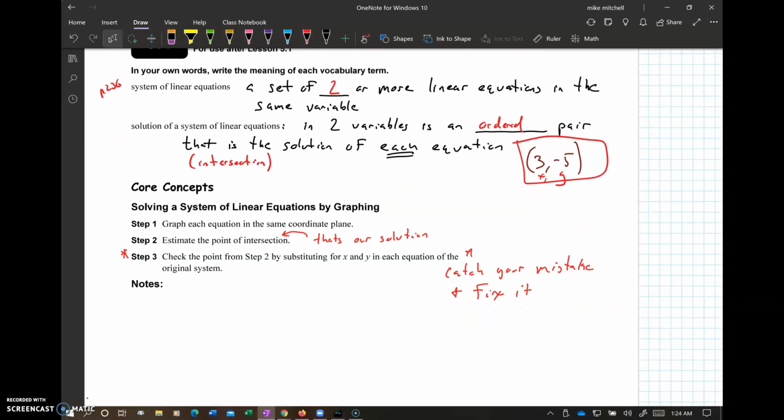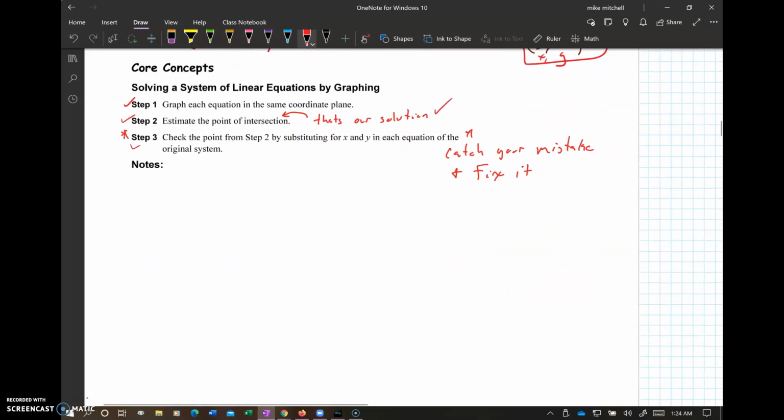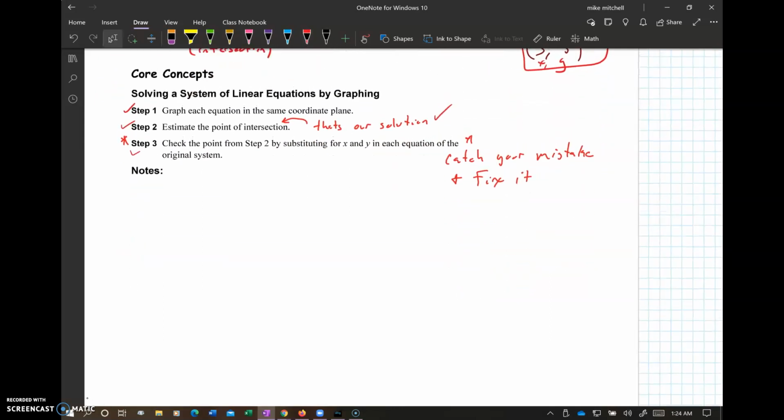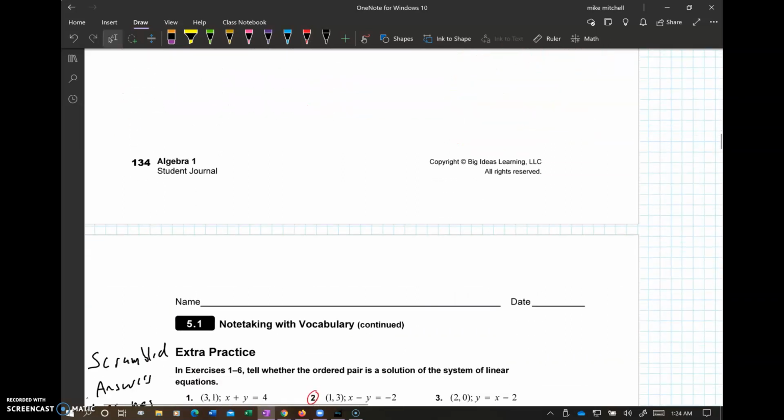How do we do this? Graph each equation in the same coordinate plane. Estimate the point of intersection. As I mentioned, that's our solution. Then check the point by substituting it back in for x and y and making sure it works in both equations. I don't know why I don't have any notes down here. We'll get to that a little bit later, I guess.